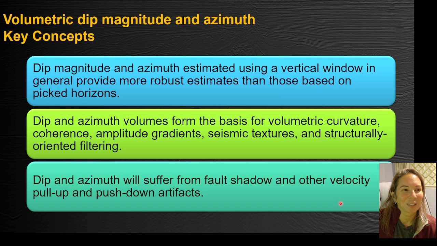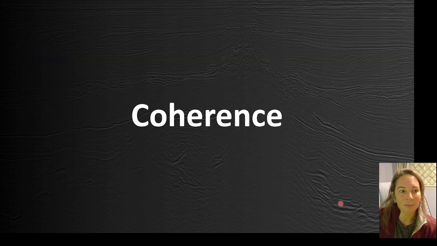So just a couple of concepts to remember is that dip magnitude and azimuth are estimated in a vertical window, and if we compare them to those around it, they can be a little bit more robust estimates. You can have distortions and errors with your dip and azimuth calculations. If you don't have really great seismic data, if you have noise in them, they can be kind of warped a little bit. And then also if you have things like velocity pull up or velocity push down, it will follow what it sees in the seismic data.